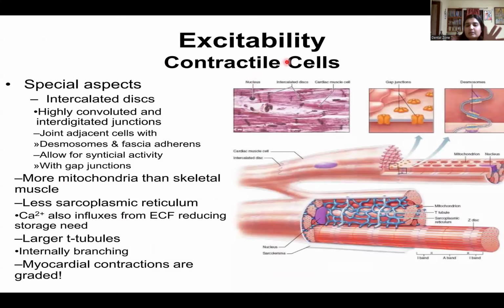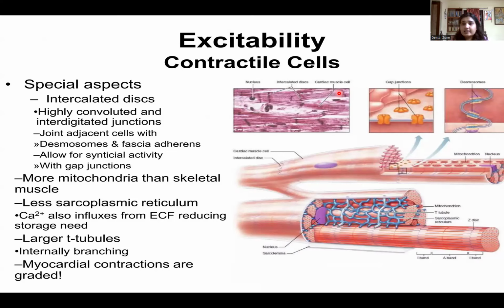Next comes excitability. Excitability is due to the contractile cells. Automaticity was due to the pacemaker cells. Now excitability is due to the contractile cells. So what are these contractile cells? They have special aspects of the intercalated disc. They are highly convoluted and interdigitated junctions. They join adjacent cells by either desmosomes or fascia adherens, and allow for syncytial activity with gap junctions.